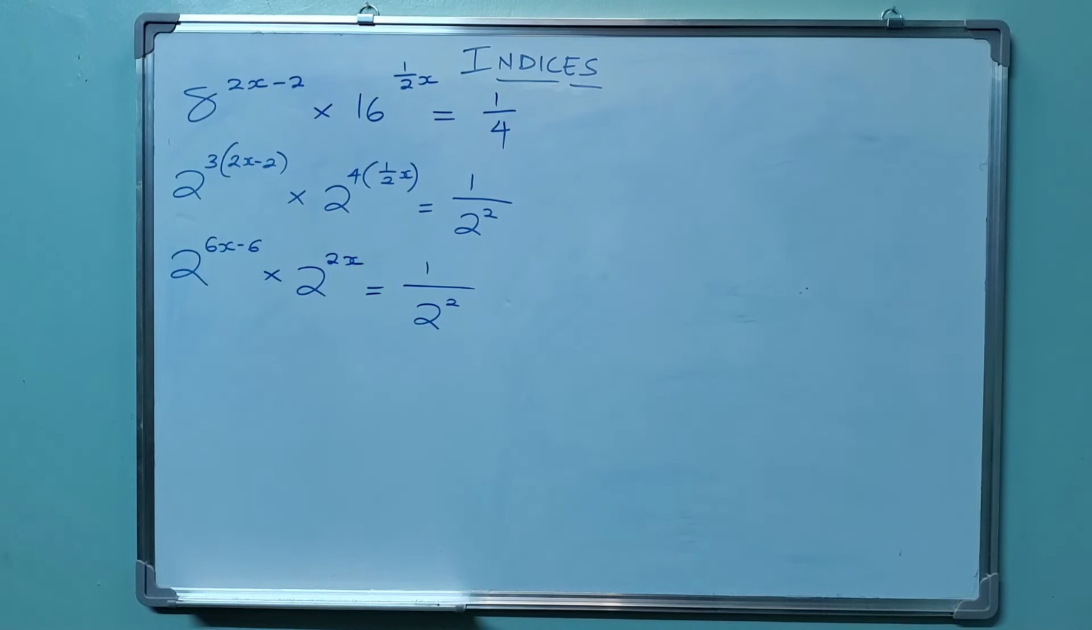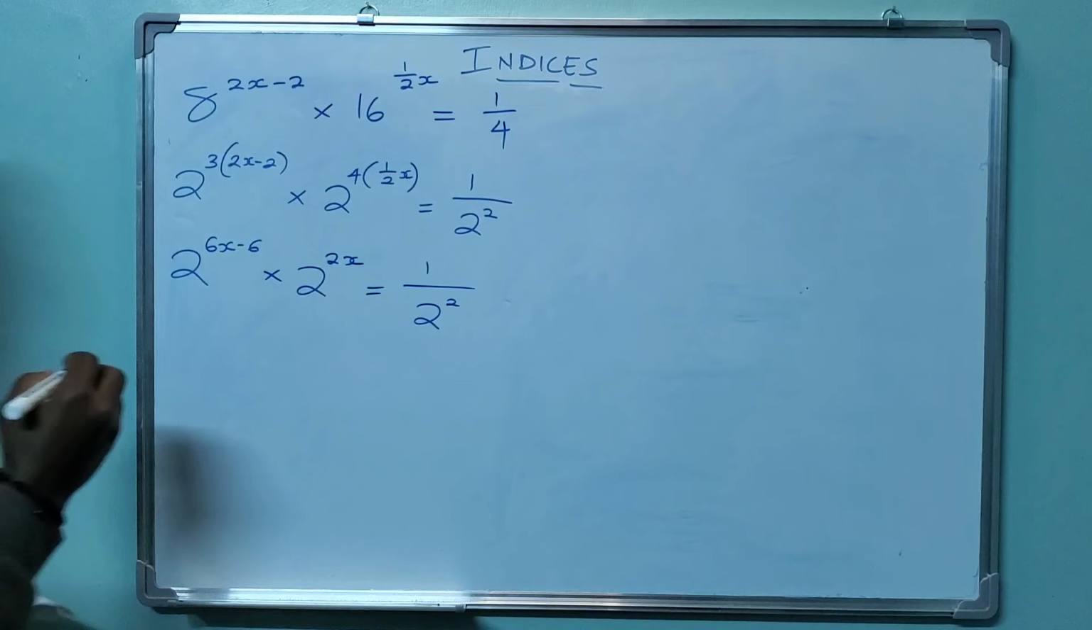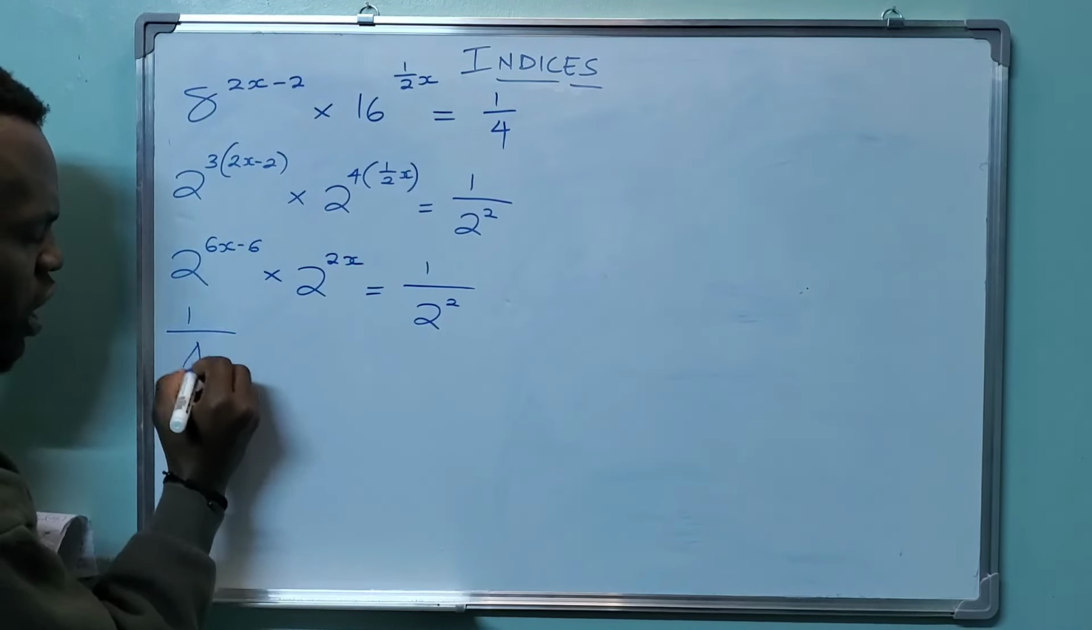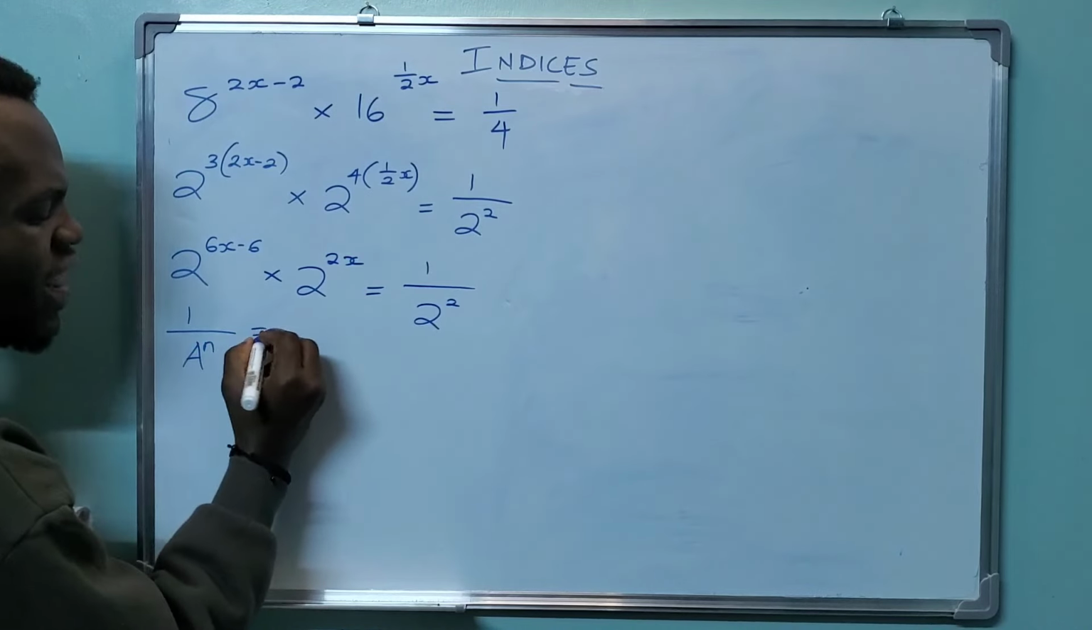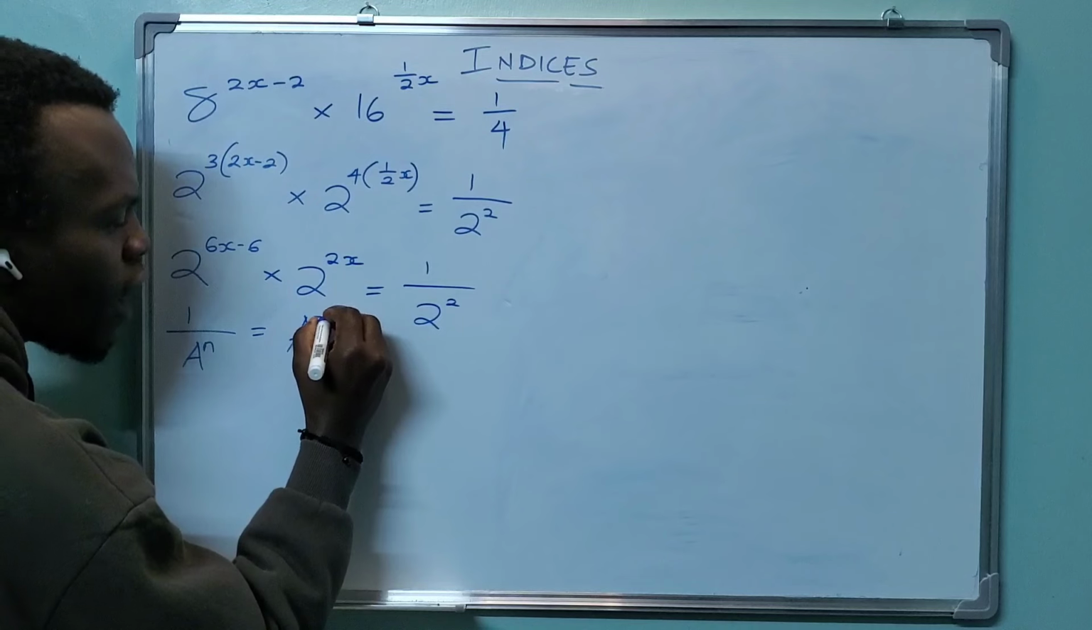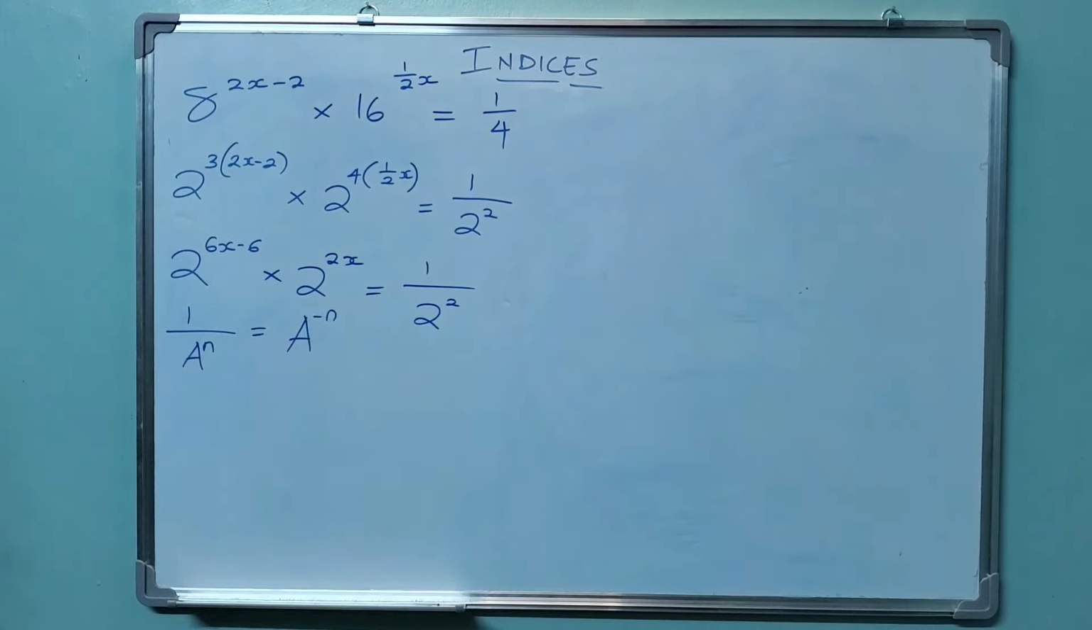Now, in this specific case, remember there was a rule that we did talk about. It was under rule number 4. Whereby we said that suppose you've been given something like 1 over a raised to power n. This one is like an inverse, which means you're going to have a raised to a negative power. So in that case, it is going to be a raised to power negative n.